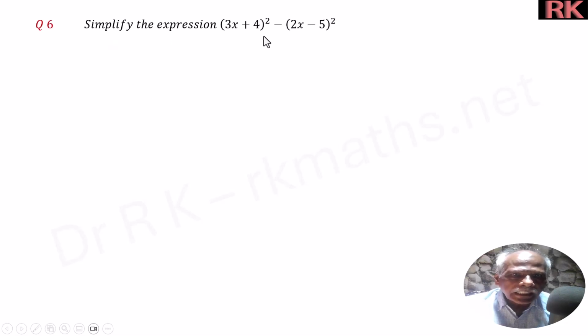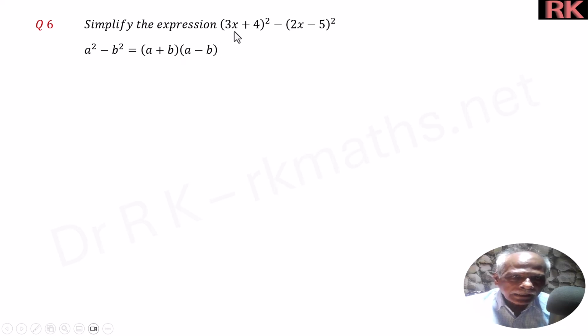Simplify the expression (3x + 4)² − (2x − 5)². So this is an identity question. a² − b² is equal to (a + b)(a − b). Here a is 3x + 4, b is 2x − 5.